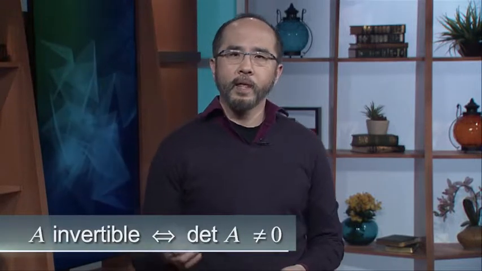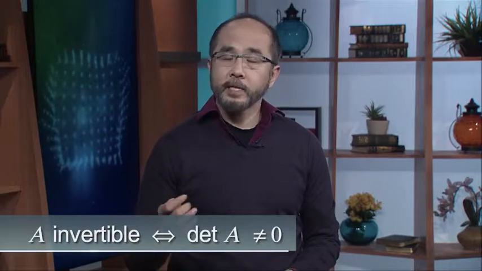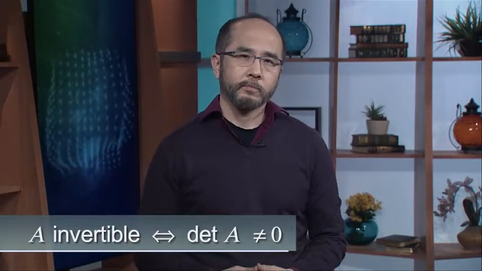Here's a theorem. A matrix is invertible if and only if its determinant is non-zero. All right, we've defined the determinant, and we know that it's 0 if and only if the matrix is not invertible. But if we get a non-zero number, does that have any meaning?